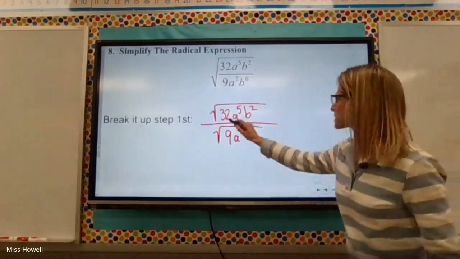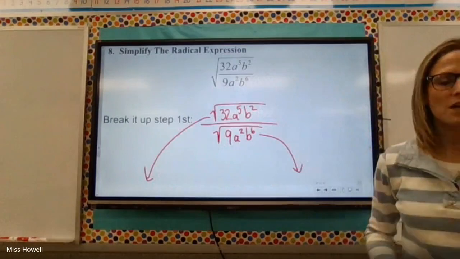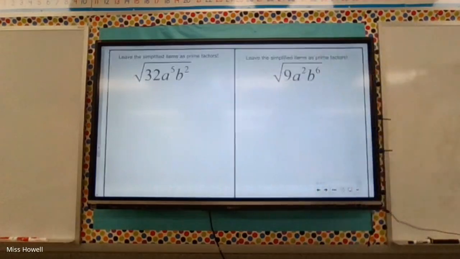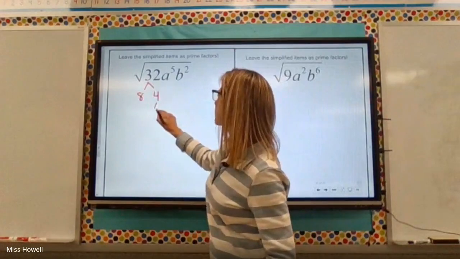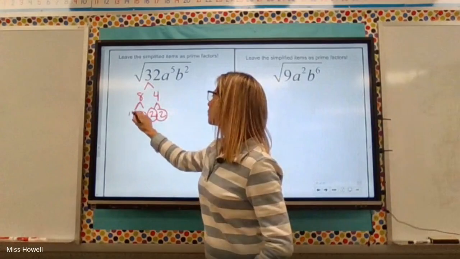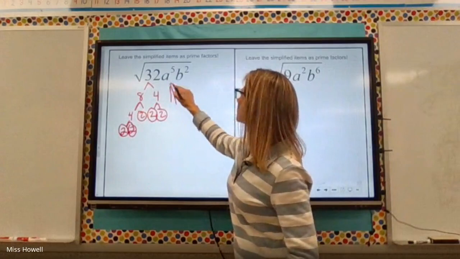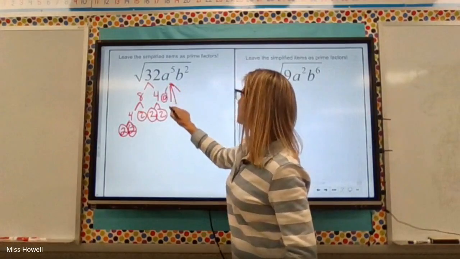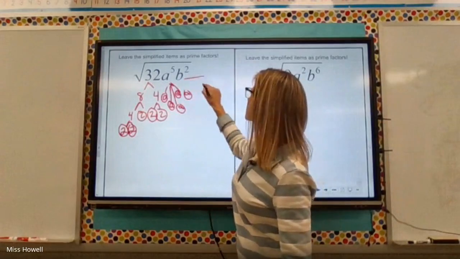All right, now we're going to take this guy over here, and this guy over here, and we're going to do our simplifying process for each problem. All right, let's start with our 32 a to the 5th b squared. I don't know, 8 and 4 is a way to get started. 16 and 2 would be a way to get started. 4 is a 2 and 2. 8 is a 2 and a 4, so another 2 and 2. And then 5 of these, a, and 2 of these. Boom, boom, boom, boom.